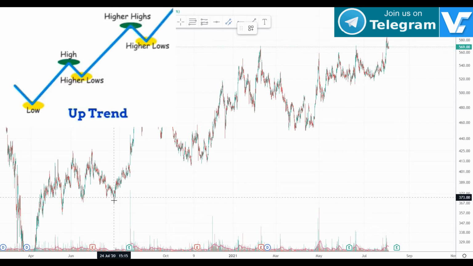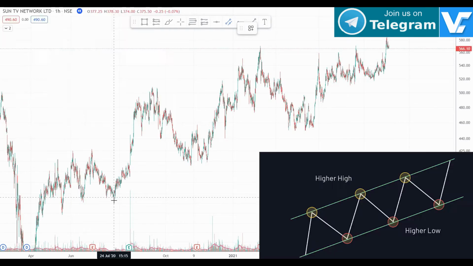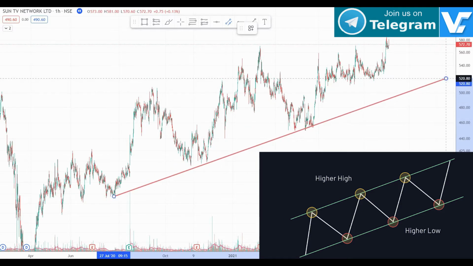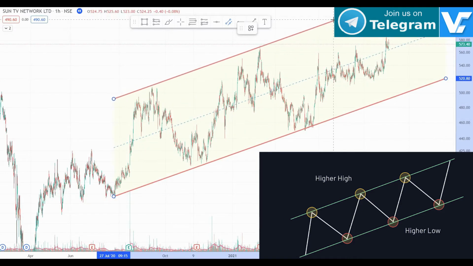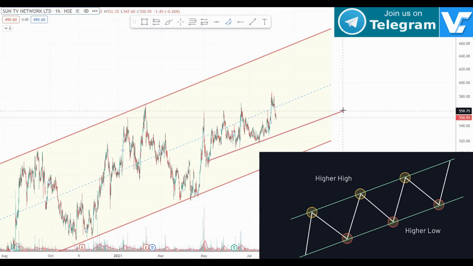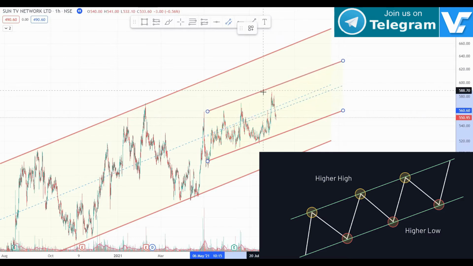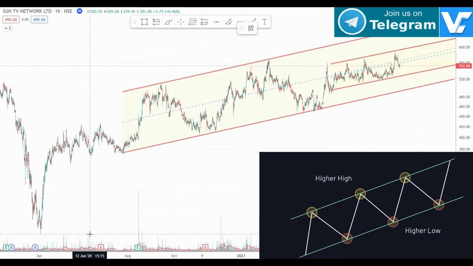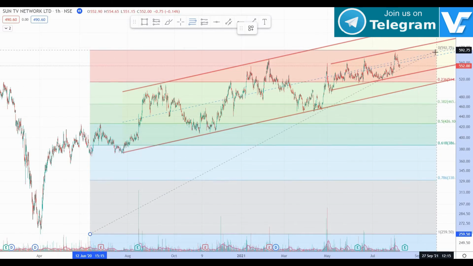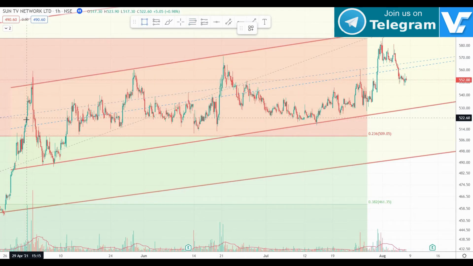Then we can draw a parallel channel to understand the market movement. Then we can draw another parallel channel here. Then we can draw Fibonacci retracement to know where the market will get support and resistance. Draw Fibonacci from the bottom level to the top. We can draw horizontal support and resistance zones.